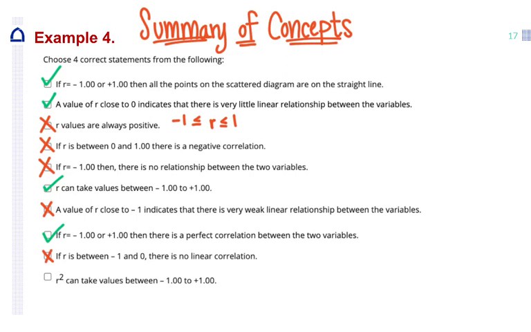R squared, we'll talk more about this in a future video, but if you square a negative number, like r can be negative, if you square it, it will only be positive. So it's not true that if you square r, that it could be negative. It's only going to be positive, but we'll talk more about that in a future video. So you can see the 4 true statements and the rest are not true.